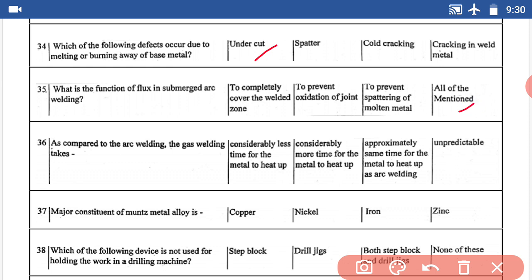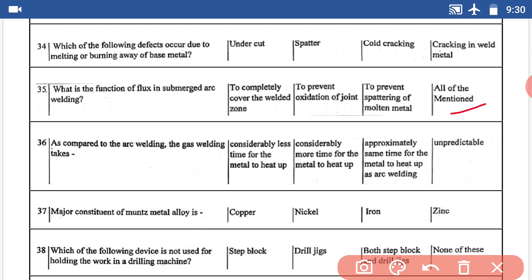What is the function of flux in submerged arc welding? To completely cover the weld, to prevent oxidation of the joint, to prevent spattering of molten metal. So all three options are correct, so all of the mentioned. Answer D is correct.